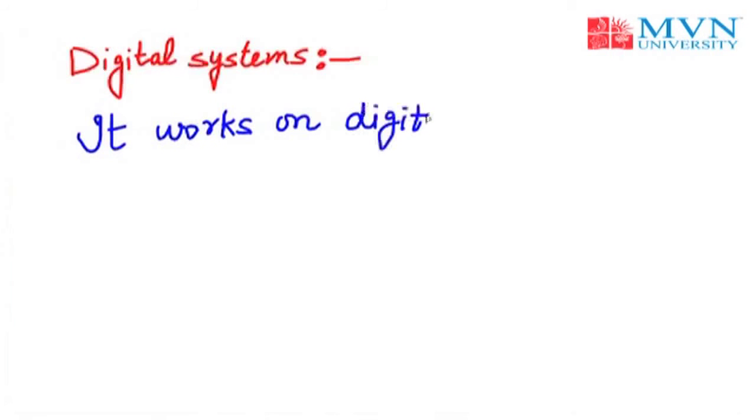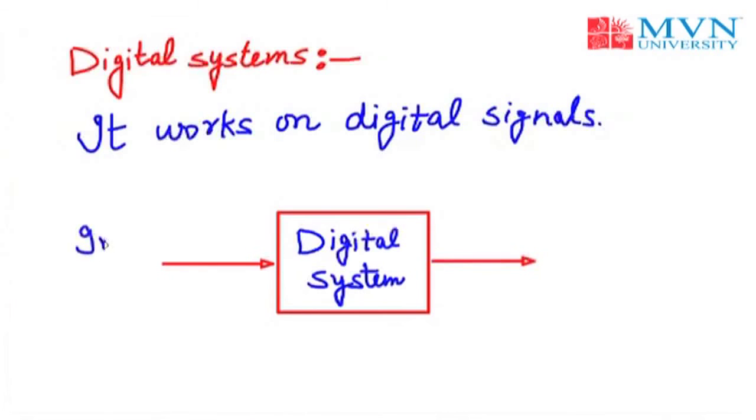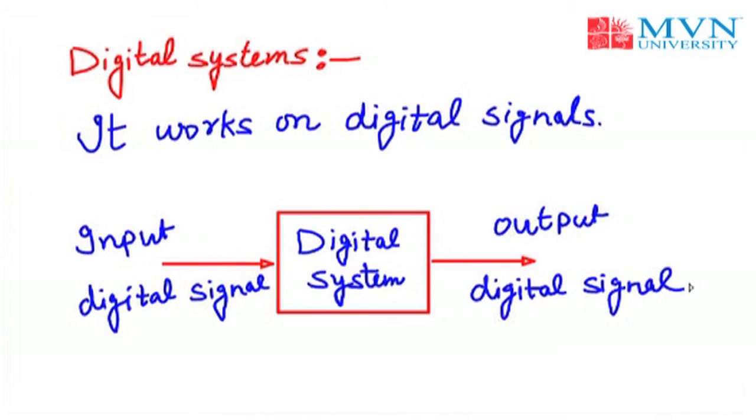Now we will discuss digital systems. It works on digital signals. It means that input to this system will be digital and output of this system will also be digital. It can be explained with the following diagram. As we can see, the input to this digital system is a digital signal and output is also a digital signal. So this type of system will be known as a digital system.